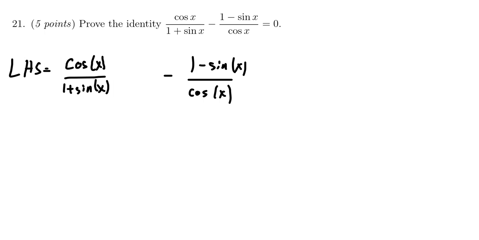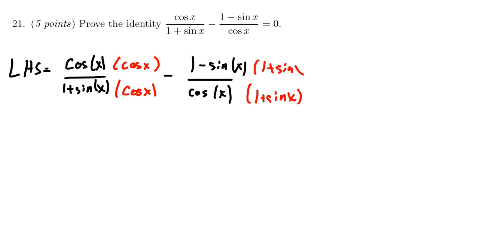How in the world is this going to combine together to give me zero? Well, I'm subtracting stuff, so maybe if I combine the fractions together, everything cancels out. That's my goal here, but they have different denominators. So in order to add them together, they need to have a common denominator. So if I multiply the first one by the denominator of cosine, I have to do the same thing to the top. And then for the second one, you're going to get 1 plus sine x, 1 plus sine x, like so. So that allows us to have a common denominator.